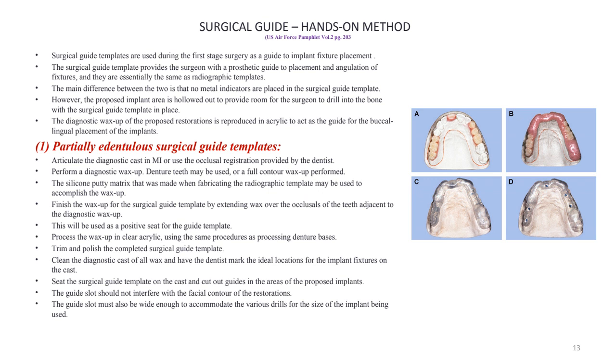patient's mouth. Take a silicone putty matrix of the patient's diagnostic wax up, and then cut off the denture teeth, use the clear acrylic, put it into the matrix, and then insert the matrix into the model and cure it in hot water or under pressure, in the pressure pot. Once it's set, you can remove it, trim it, and polish it.